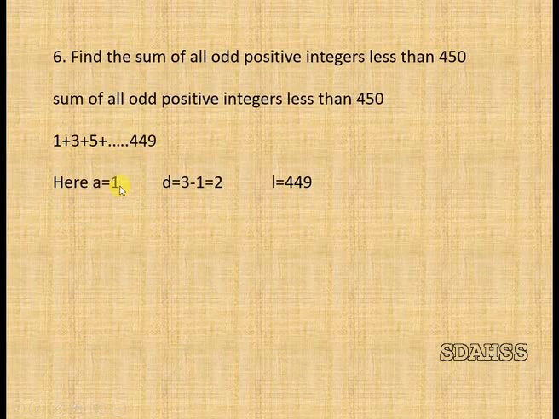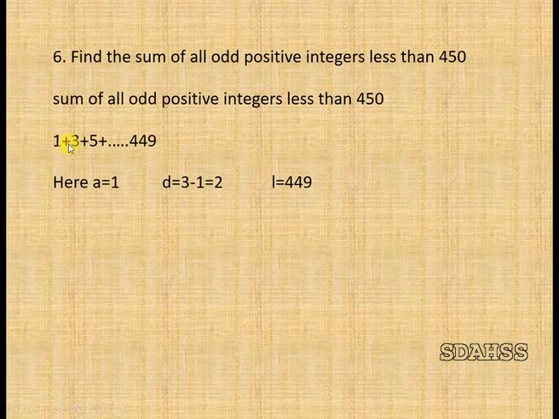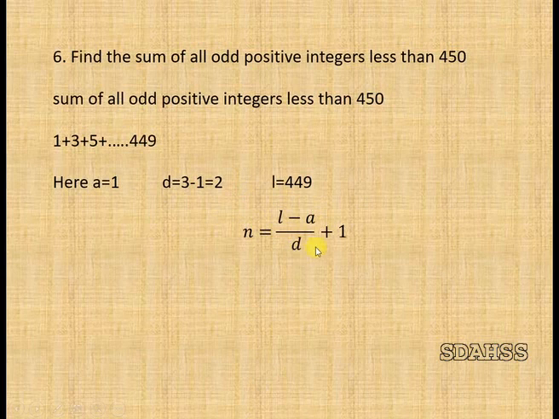First term is 1, a is equal to 1, and the common difference d is equal to second term minus first term. So here the second term is 3 minus the first term is 1. So 3 minus 1, 2. And the last term is 449. Then we want to find the number of terms. So the number of terms is equal to L minus A by D plus 1.